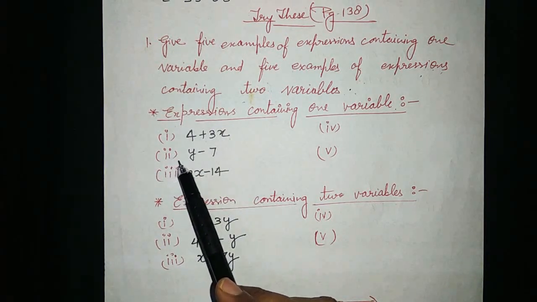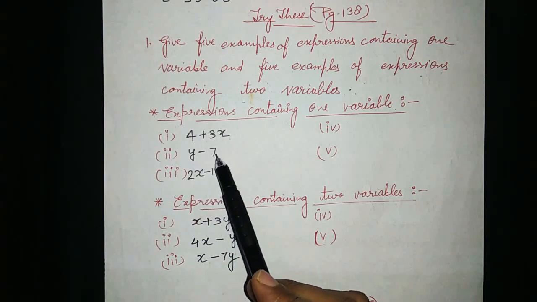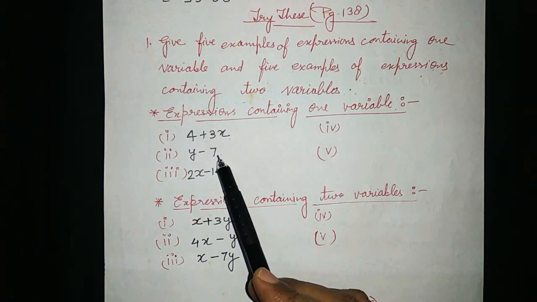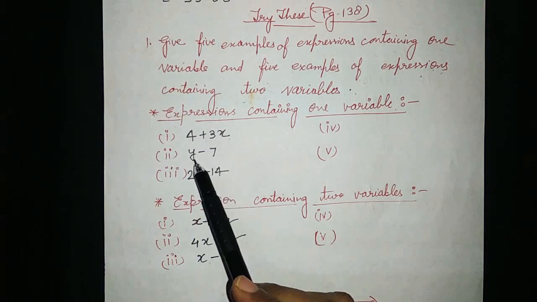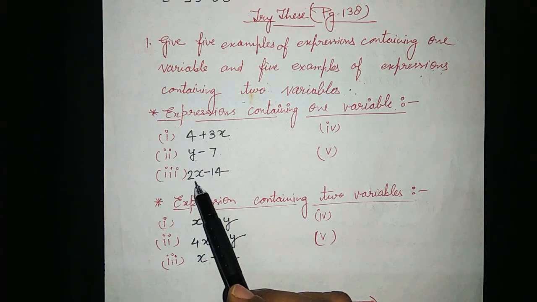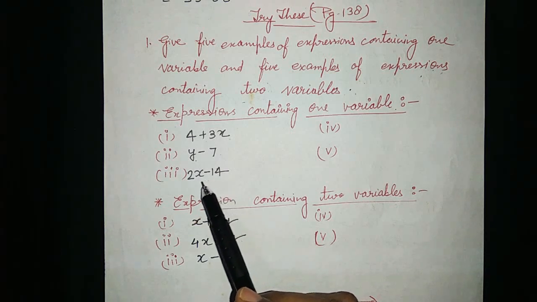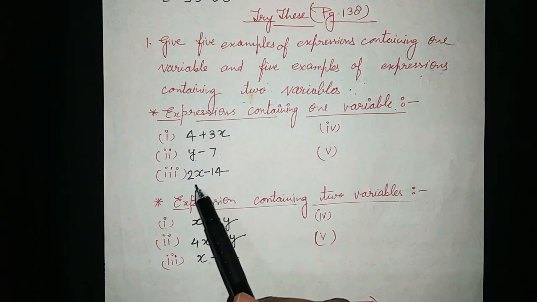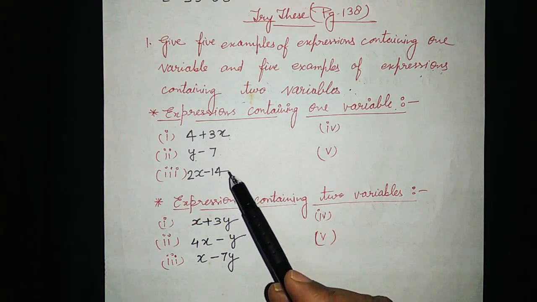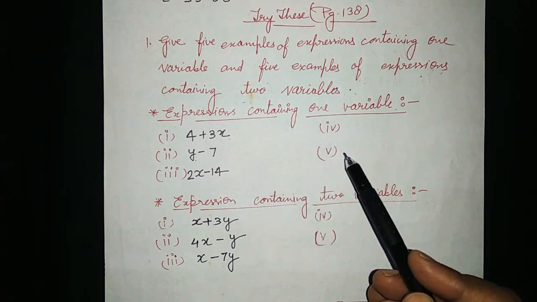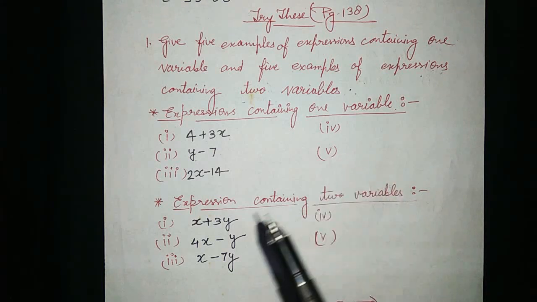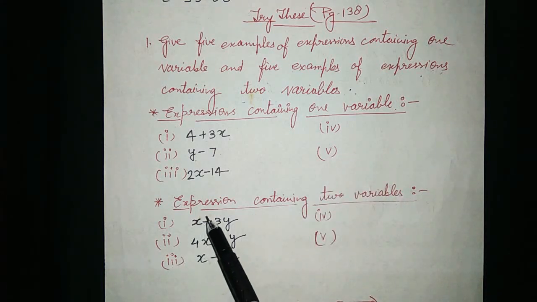Now see the second example, y minus 7. Here also you can see only one variable y. And the third example is 2x minus 14. Here also you can see one variable x. Okay. Now 2 more examples you will give yourself. Okay. Now see the next.